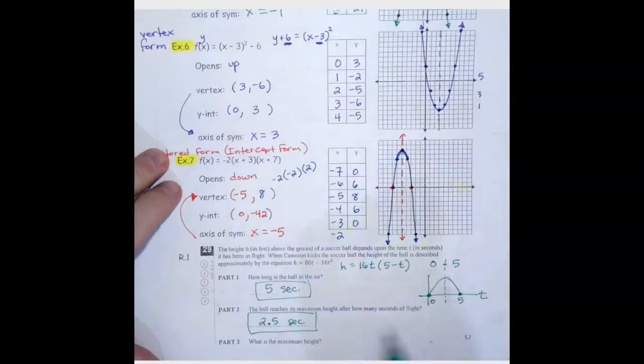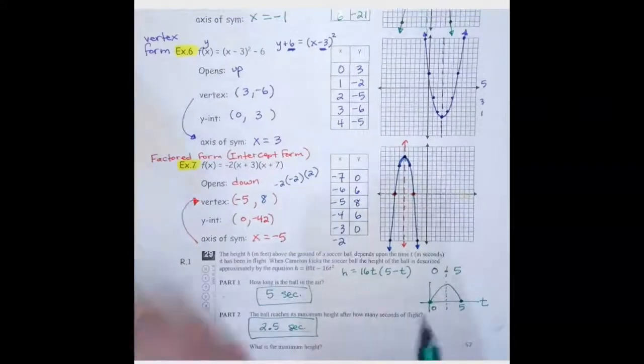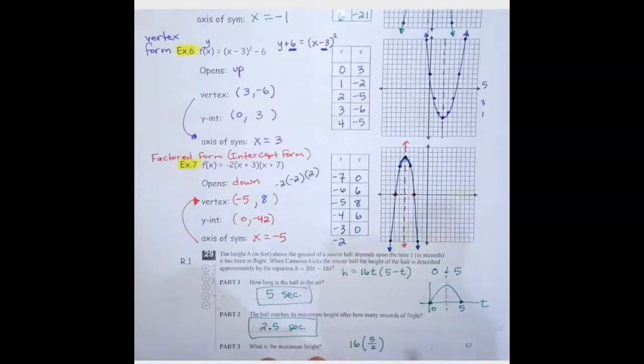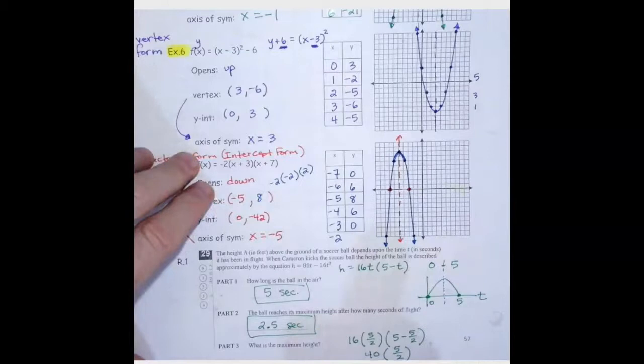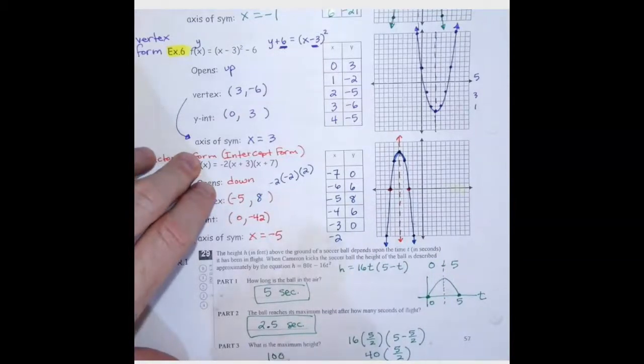Now, what is the maximum height? You could just plug that in. I'm going to plug in 5/2 there, and then it's going to be 5 minus 5/2. So if I multiply this, half of that is 8, that's going to be 40. And if I subtract this, that's going to be 5/2. And 40 over 2 is 20, and 20 times 5 is 100. So that's going to be 100 feet.